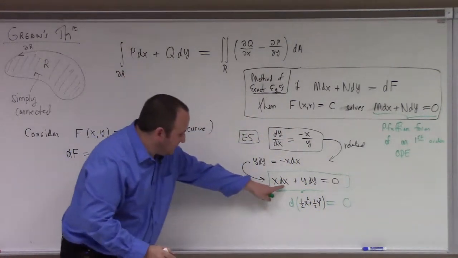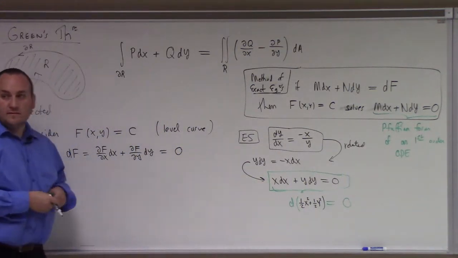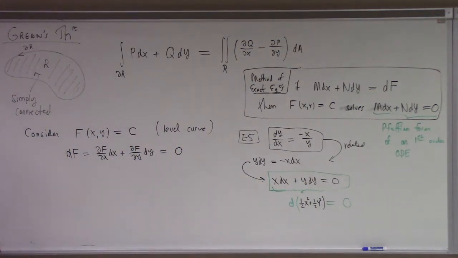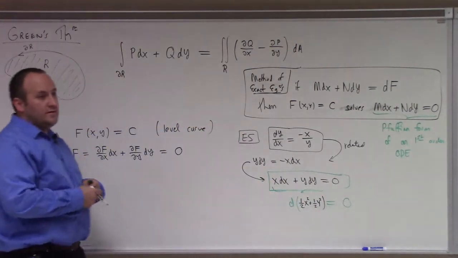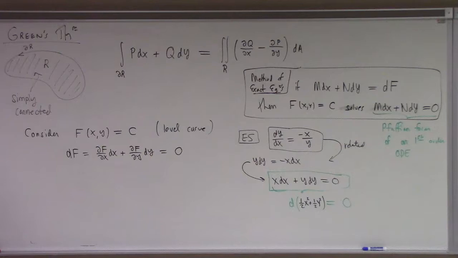So this differential equation in green can also be written as a differential equation, pun intended. I mean, this is the same as the differential of this function is equal to 0. Once you do that, what's the solution? The solution is level curves of that function. This is the method.